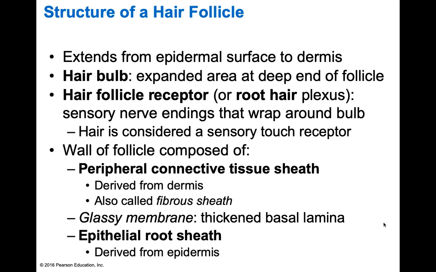The wall of the follicle itself is composed of a peripheral connective tissue sheath, a glassy membrane, and then an epithelial root sheath. The peripheral connective tissue sheath is derived from the dermis. It's also called the fibrous sheath. The glassy membrane is thickened basal lamina. And then, of course, the epithelial root sheath is derived from the epidermis.